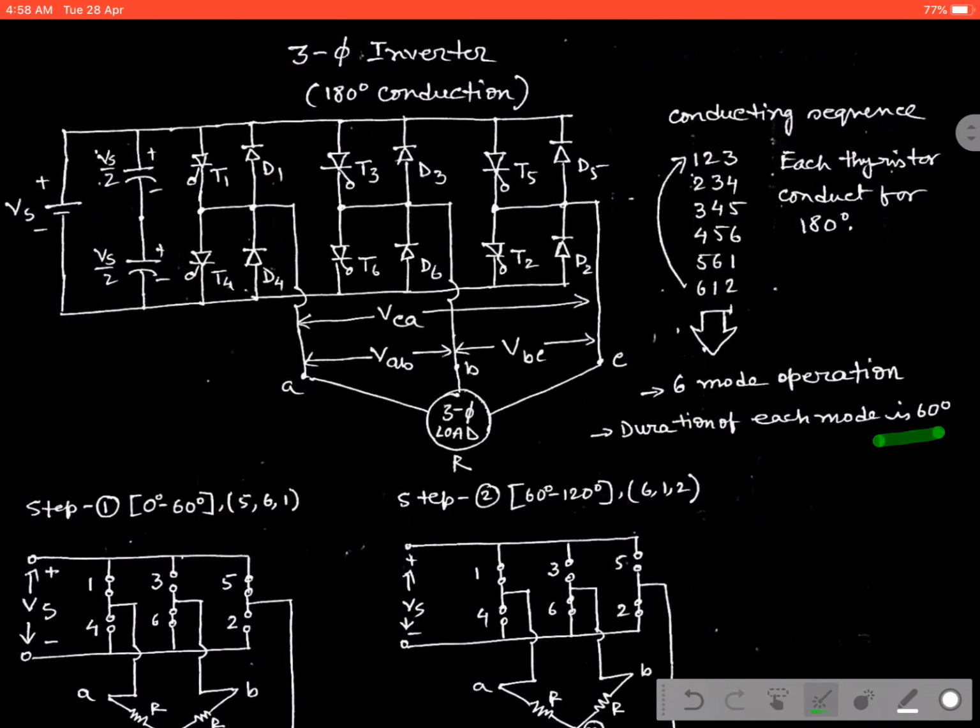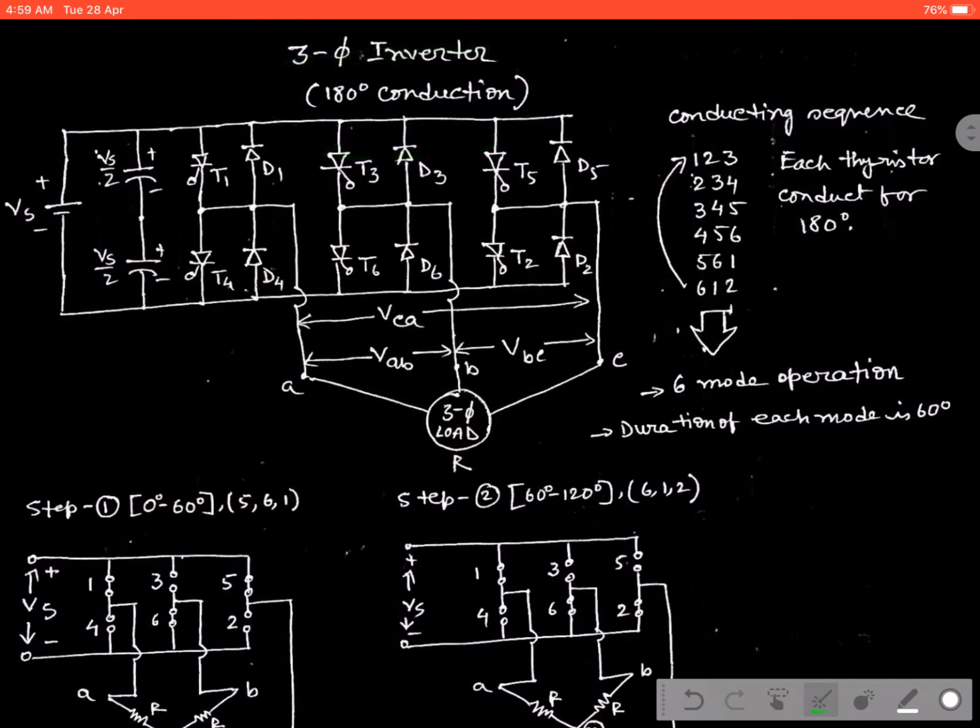Now see the switching sequence very carefully. Think about any particular switch, suppose 3. This 3 conducts for this mode of operation, again for the next mode, and again for the next mode. That is why each switch conducts for 60 degrees plus 60 degrees plus 60 degrees. So each thyristor or switch conducts for 180 degrees, and that is why the name stands for 180-degree conduction mode of operation for the three-phase inverter.